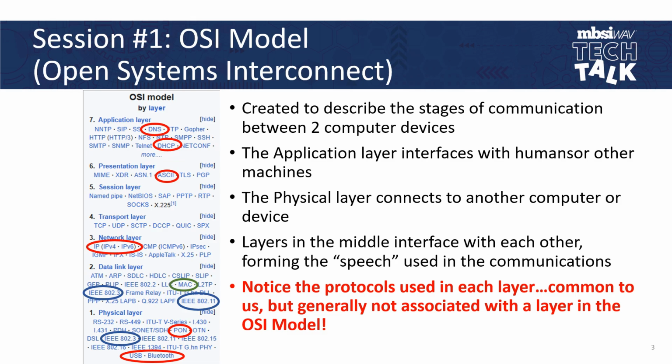So let's take a little bit different view than what we did a couple of sessions ago. The OSI model, Open Systems Interconnect, is what it stands for, describes the stages of communication. We've been over that. The application layer interfaces with the humans or other machines. The physical layer connects to another computer or device, and the layers in the middle interface with each other, forming the speech or the data used in the communication itself.